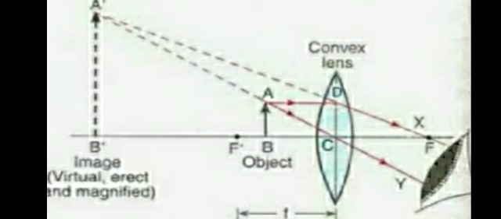When the object is placed between F1 and optical center of the lens. Students, what is happening here? This is a special case. In this case, image is formed on the same side of the lens as that of the object. It is larger in size than object and virtual and erect.